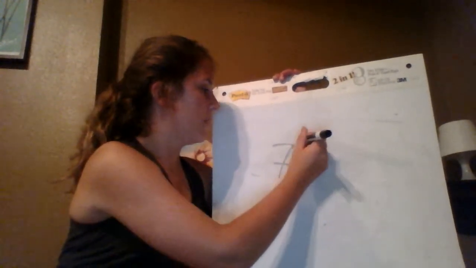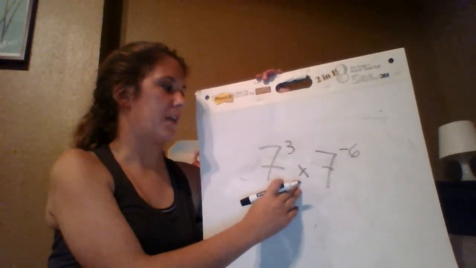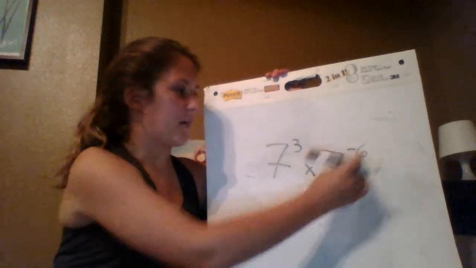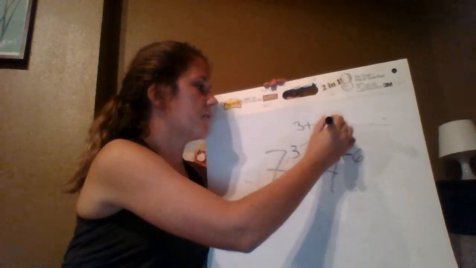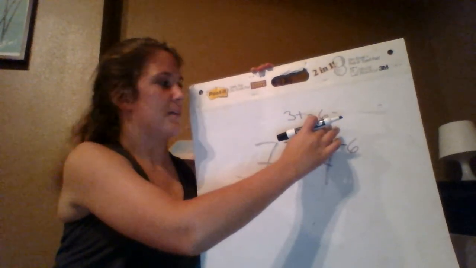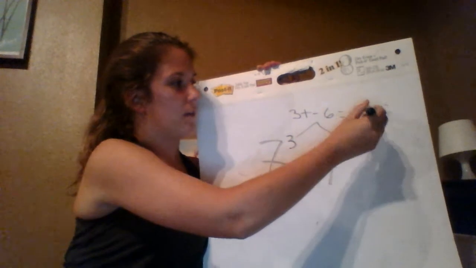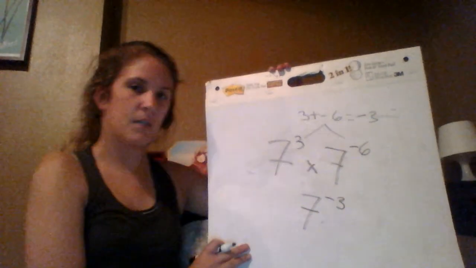2 more. What if I had 7 to the 3rd power times 7 to the negative 6th power? I'm multiplying, which means that I can add my exponents when the bases are the same. So I'm going to add this. I'm just going to write this out. Anytime I say a negative and a positive, it really helps me to just write it out. 3 plus negative 6. In this one, are there more good guys or bad guys? There's more bad guys. So because there are more bad guys, this answer will be negative. How much bigger is 6 than 3? It will be negative 3. So this becomes 7 to the negative 3rd power.